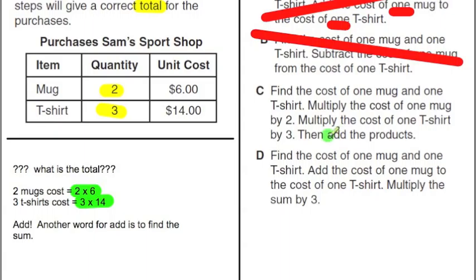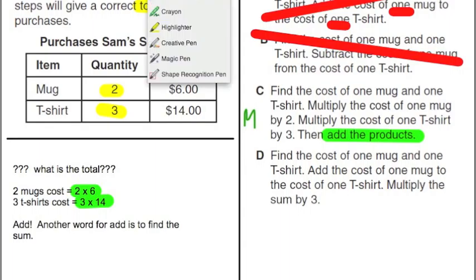Then add the products. Okay, we added. What does products mean? Products is the answer to a multiplication problem. This one might work. So we are going to put an M by it for maybe.